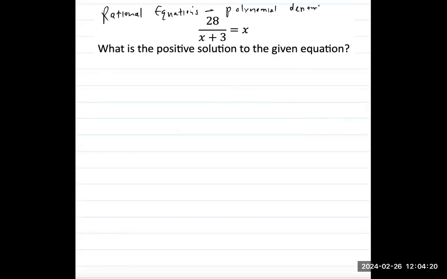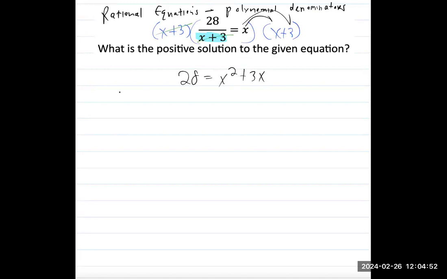So in this case, we have this x+3 on the bottom, and think of it this way, the equation would be much easier without x+3 on the bottom. So what you want to do is multiply by those unwanted denominators. So we'll multiply by x+3. It cancels on the left, leaving you with 28. On the right, we're distributing the x, so we'll get x squared plus 3x.